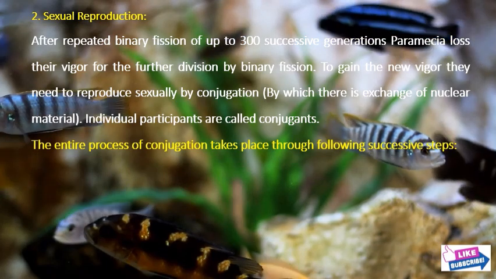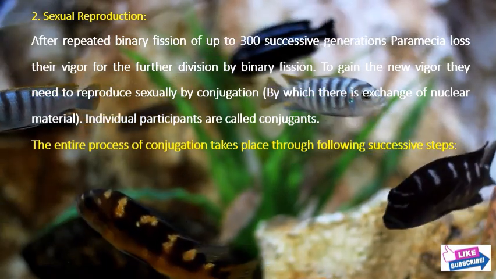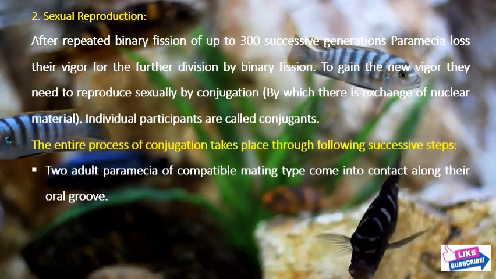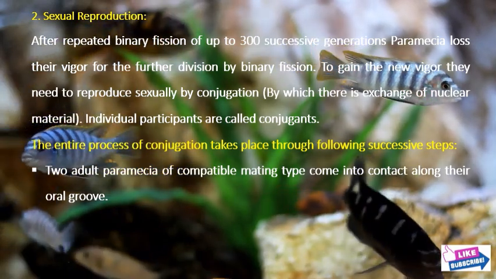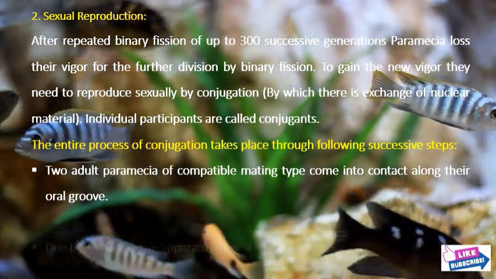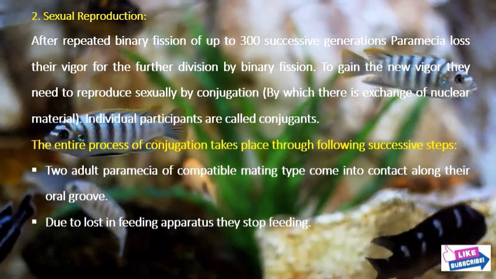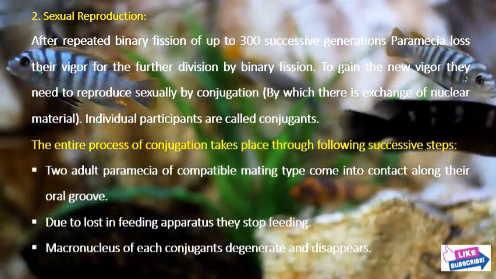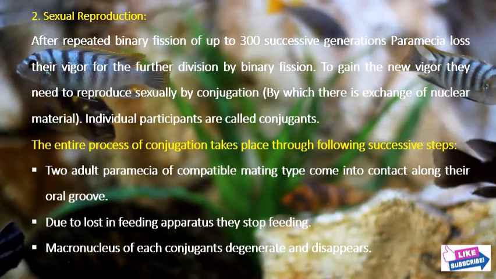The entire process of conjugation takes place through the following successive steps. Two adult paramecia of compatible mating type come into contact along their oral groove. Due to loss of the feeding apparatus, they stop feeding. The macronucleus of each conjugant degenerates and disappears.